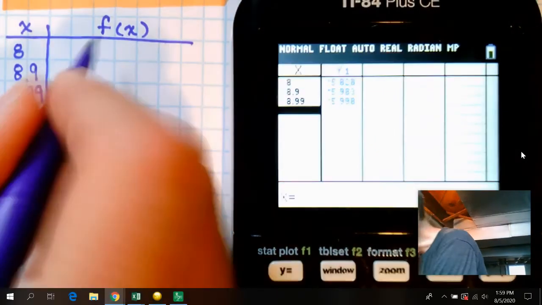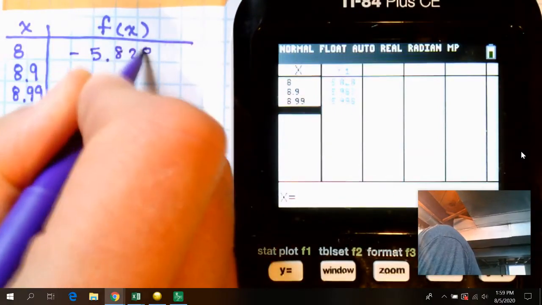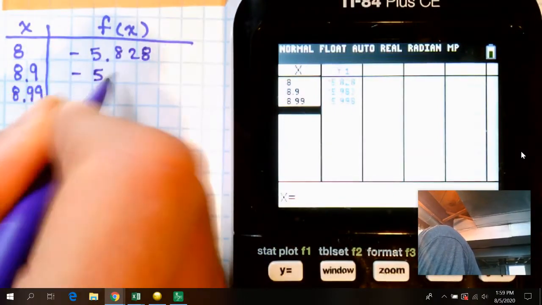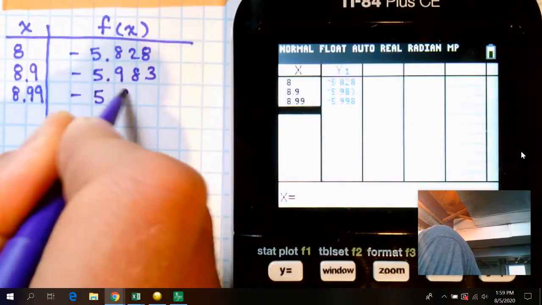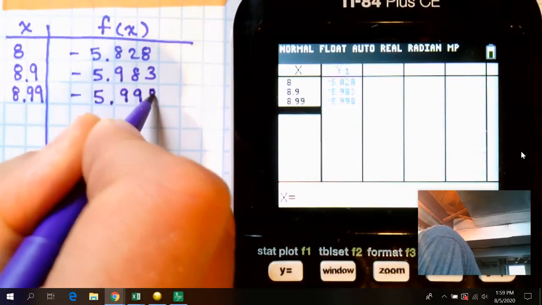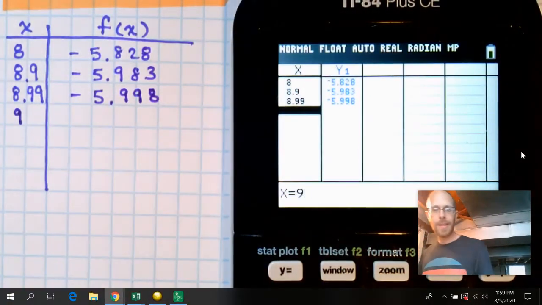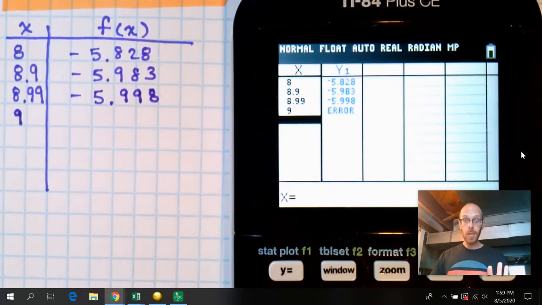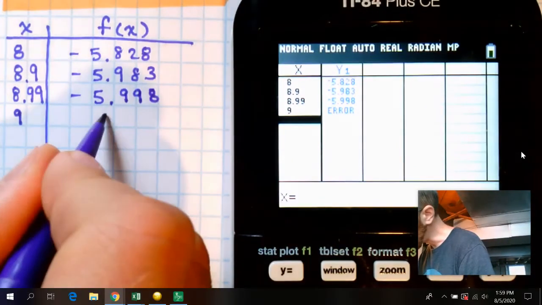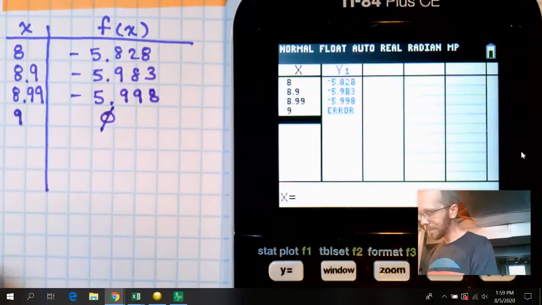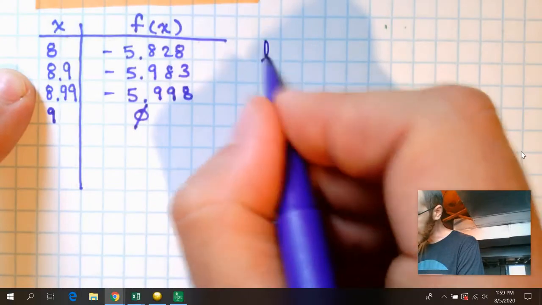8, 8.9, 8.99. So I'm getting negative 5.828, negative 5.983, negative 5.998. If I were to go all the way to 9, what do you think is going to happen now? That's right, error. Don't ever write error on a paper. What you should put here is undefined.